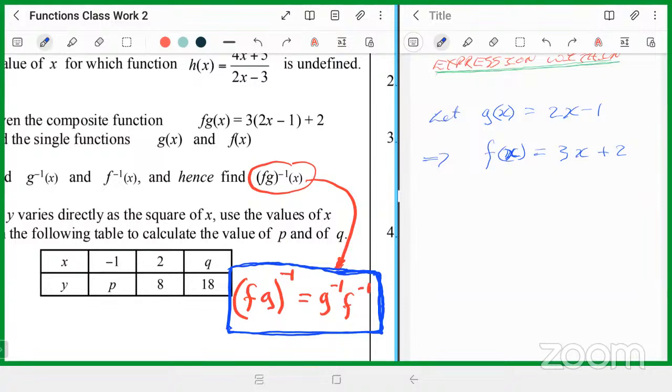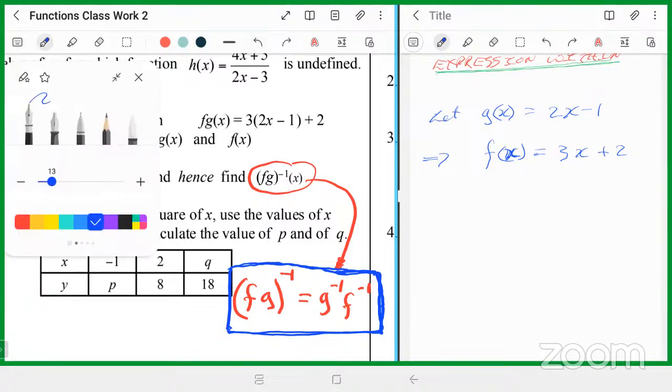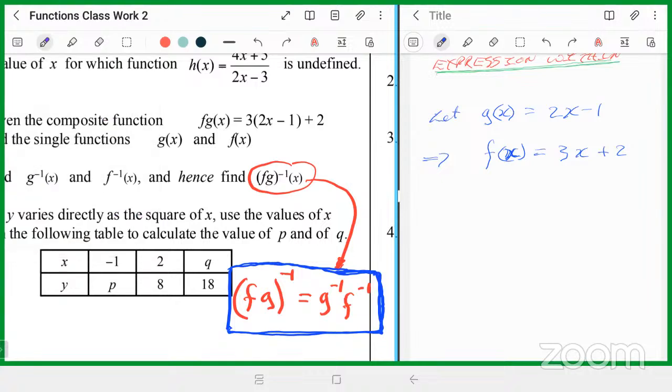So the inverse of this composite function is equal to the composite of those two inverse functions. And to the composite of that inverse function, it means that we are putting the f to the minus 1 into the g to the minus 1. So putting the inverse of f into the inverse of g. That's what we have to do.